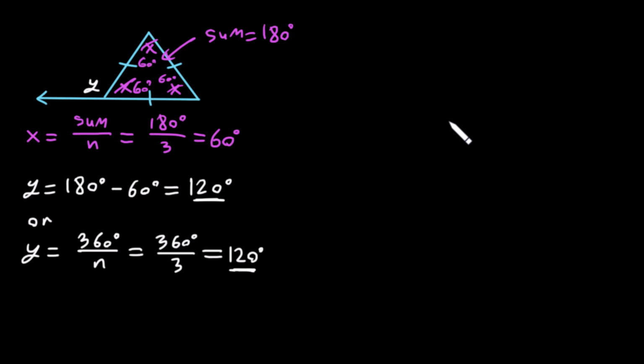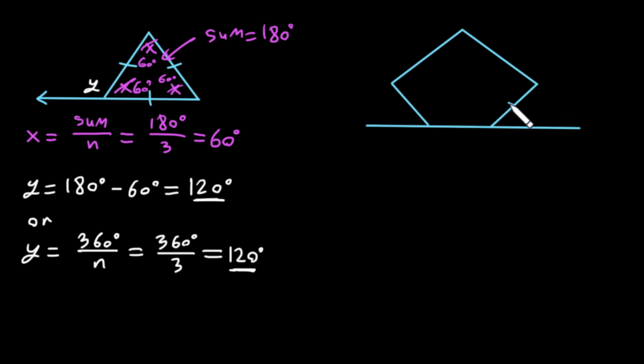Another example, I will put here a regular pentagon. I will draw it like this. If this one here equals this one, equals this one, equals this one, and equals this one, and here the missing interior angle, and here the missing exterior angle.